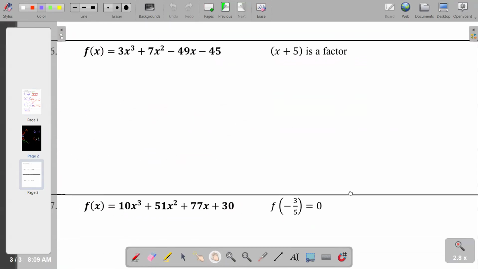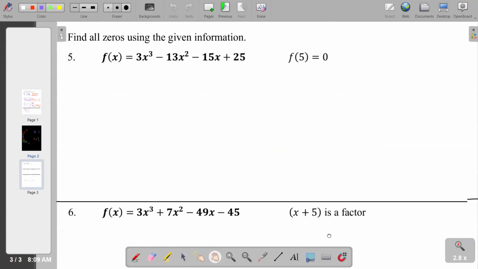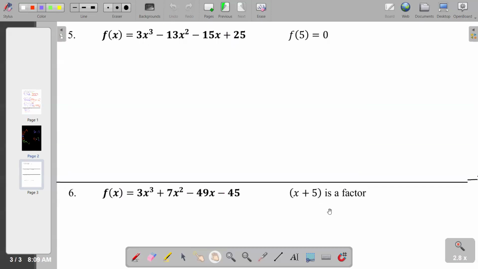And so we're going to find all the zeros. And some of the zeros will be rational. Some of them will be irrational. Some of them will be imaginary. Those are the 3 number types that we're going to be exposed to.